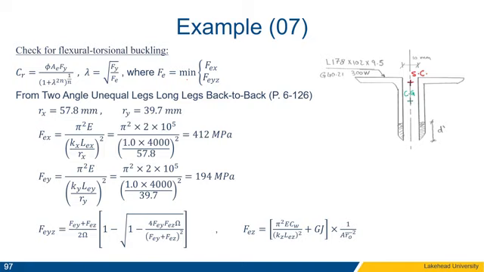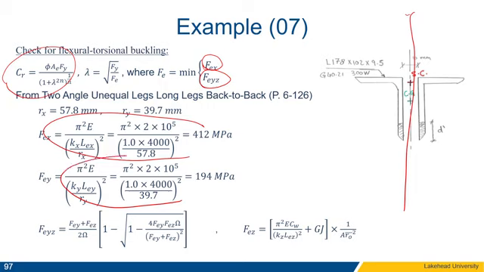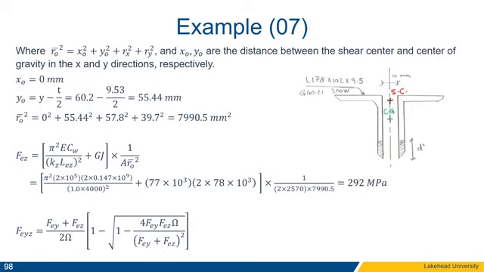So you have the equation, and since this section is only singly symmetric, so it is symmetric about only the y-axis, the FE is the minimum of FEX and FEYZ. So you evaluate FEX and you evaluate FEY because you need FEY to evaluate FEYZ. And FEYZ will be a function of FEY and FEZ. So we need to evaluate FEZ as well.